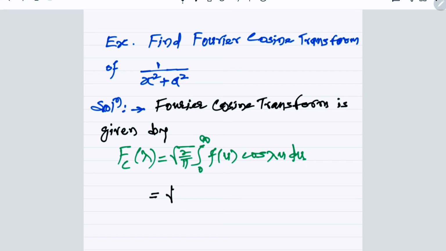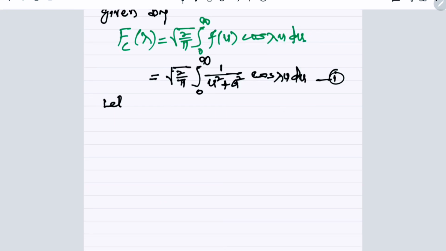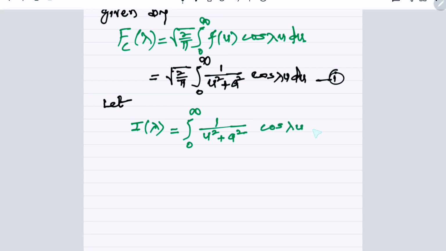Substituting the value of f of u as 1 upon u square plus a square, it becomes square root of 2 by pi integration from 0 to infinity 1 upon u square plus a square cos lambda u du. We call this equation number 1. Then that integral we call as I of lambda, integration from 0 to infinity 1 upon u square plus a square cos lambda u du, as equation number 2.